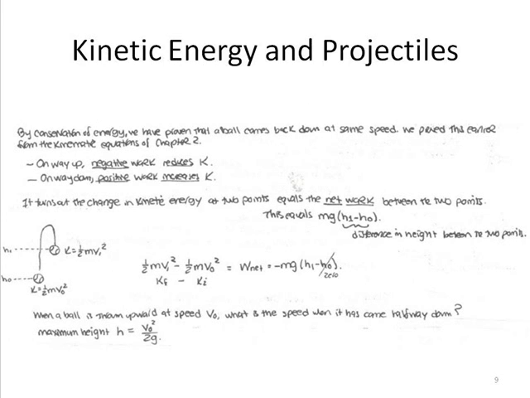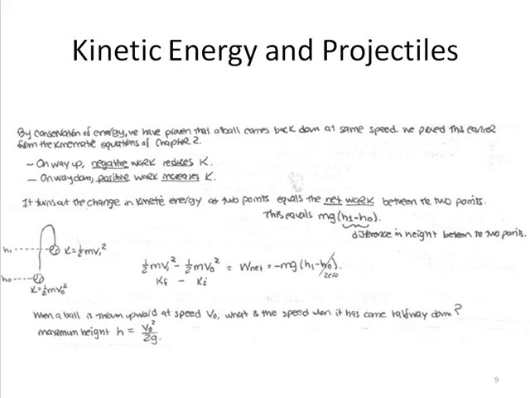Now consider how kinetic energy applies to projectiles. Let's move away from the simple idea of throwing a ball straight up and consider a projectile that might be launched at some angle. By conservation of energy, we've proven the ball will return at the same speed. On the way up, negative work is done to reduce the kinetic energy, or reduce the speed of the particle. On the way down, positive work is done by gravity to increase the kinetic energy and the speed.